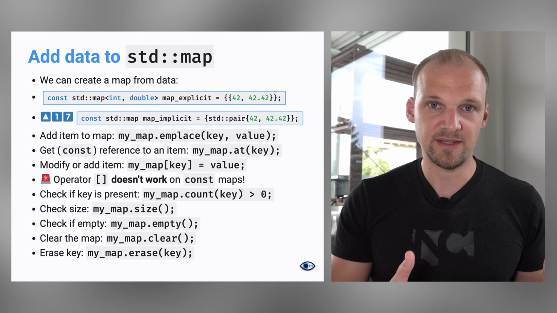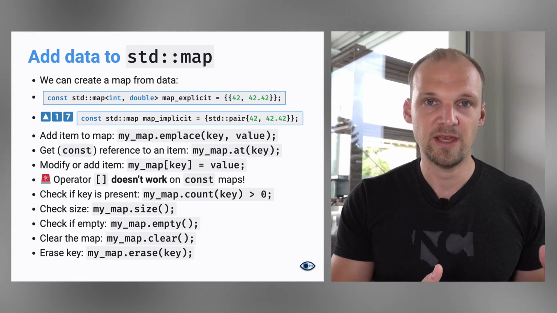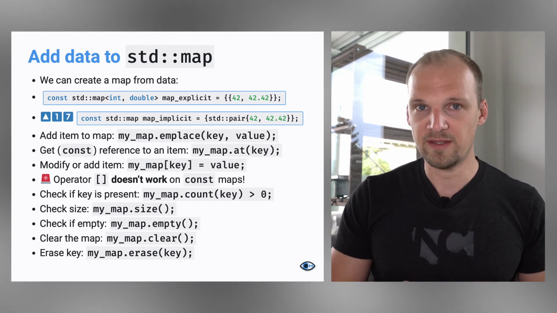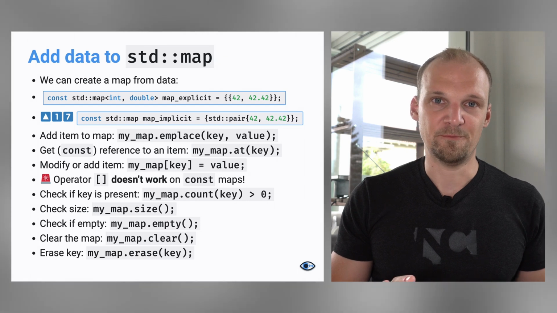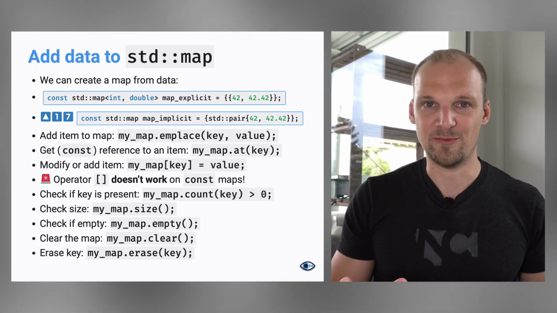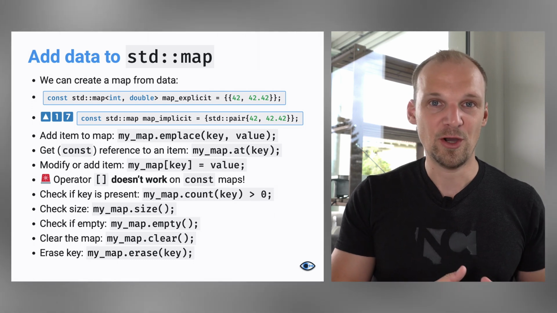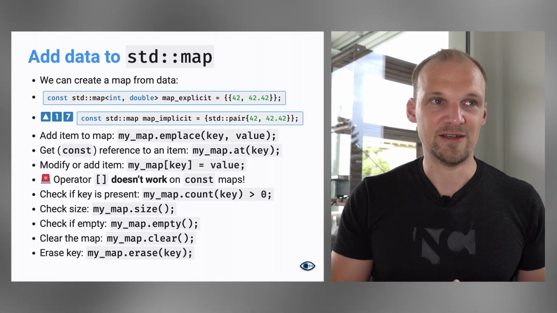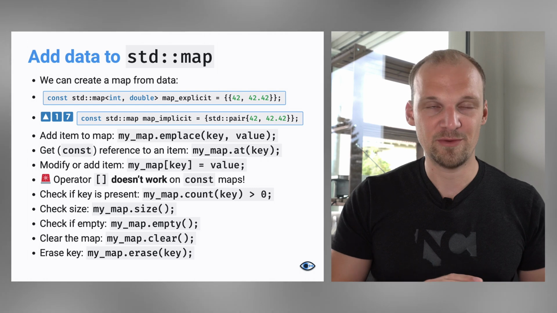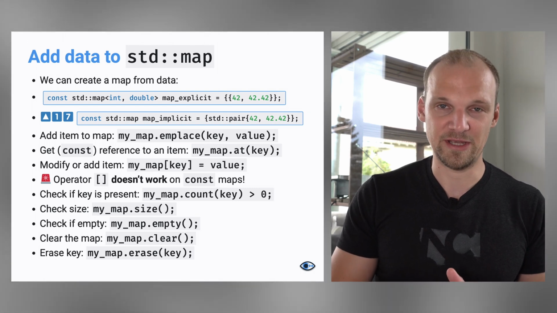We can also add the elements in a different way. We can use the square brackets. And this is a little bit of a caveat of a map. A lot of people who start with C++ and just start working with map overuse this operator, which causes a lot of errors. It's one of the most common errors that I've seen beginners make.